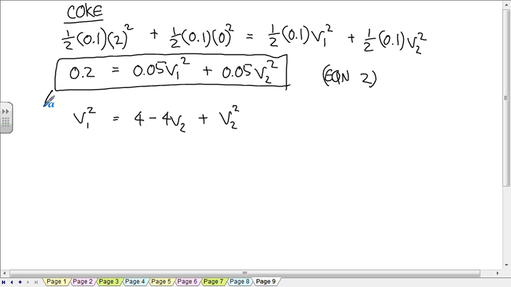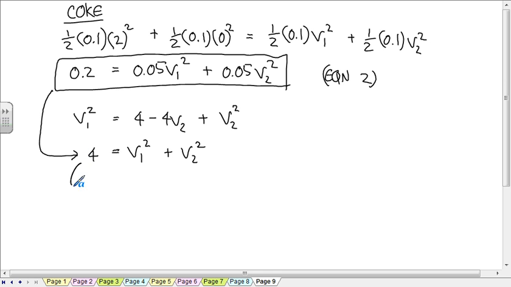I'm also going to take this one, and everything will come out a lot nicer if I divide both sides by 0.05. Okay, so I'm going to do that just to simplify this. It's the same as multiplying by 20, so you get 4 is equal to V1 squared plus V2 squared.